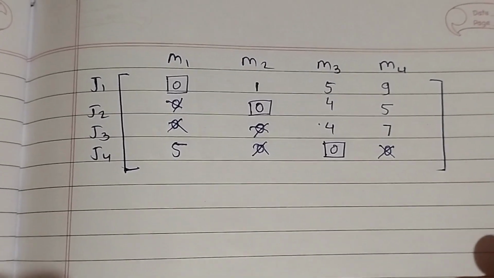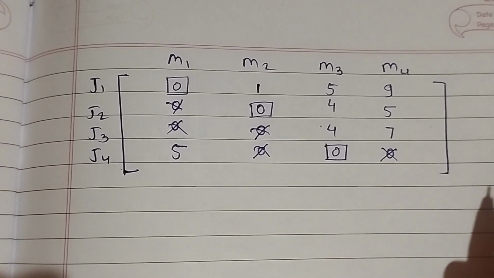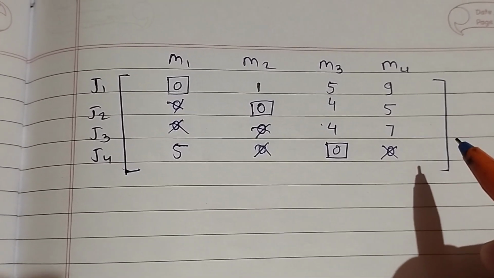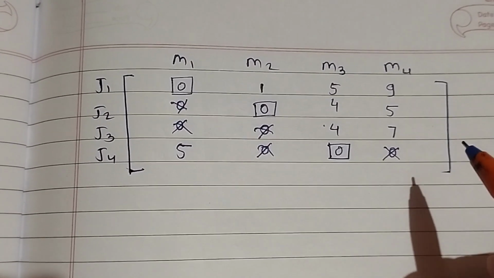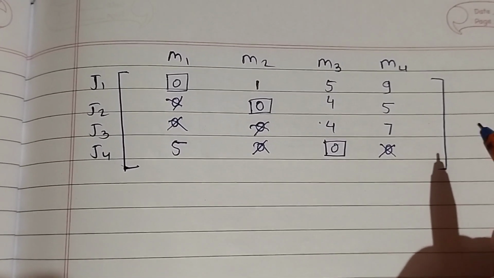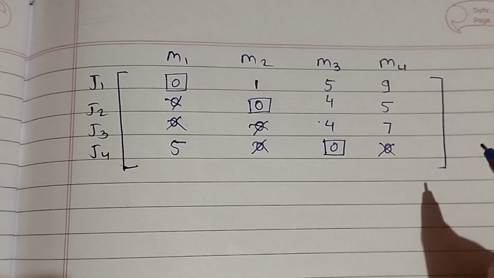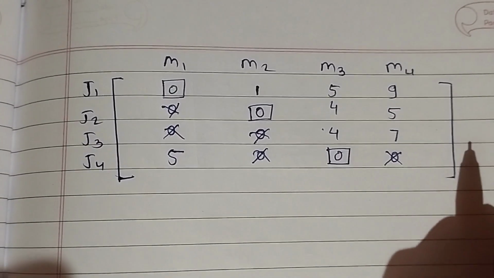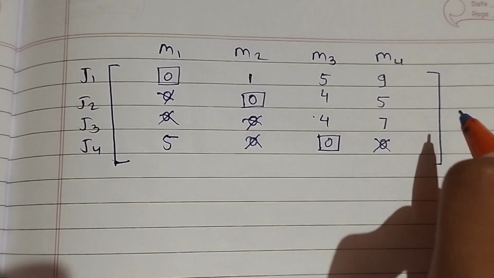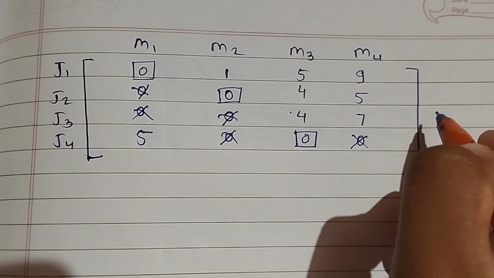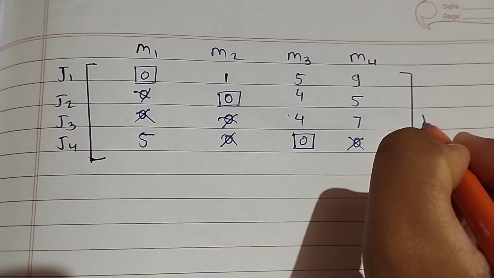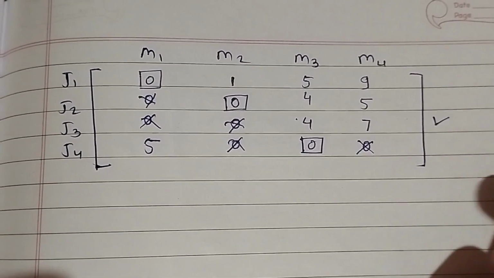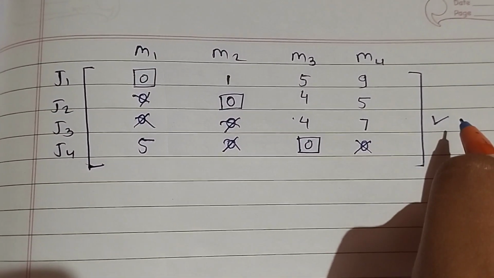Now no single 0 remains to assign, but we have not got the optimal solution, because for the optimal solution, each row and each column must have at least one assignment. So we again draw the lines. How do we draw the lines? We tick the row which has no assignment. So we tick the third row.